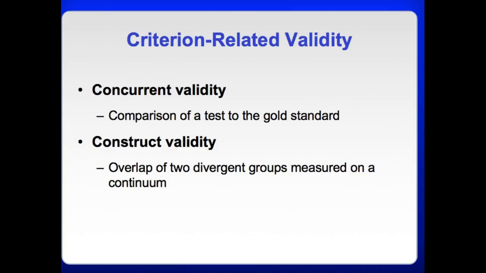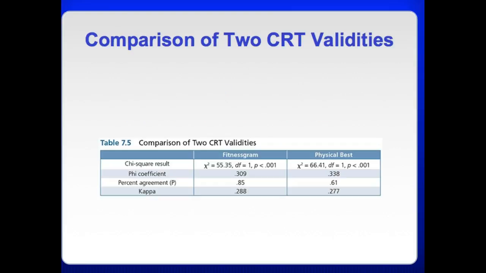Criterion-related validity includes concurrent validity, a comparison of a test to the gold standard, or construct validity, the overlap of 2 divergent groups measured on a continuum. And here's a comparison of the 2 CRT validities. You've got FitnessGram and Physical Best. You've got chi-square, your phi coefficient, your percent of agreement, and your kappa.